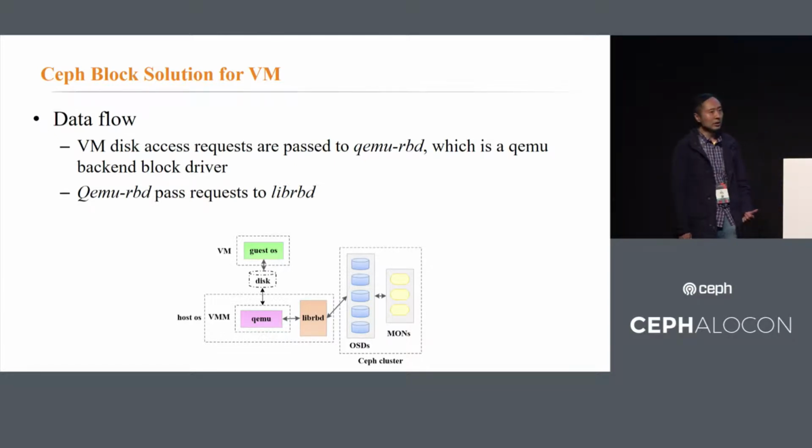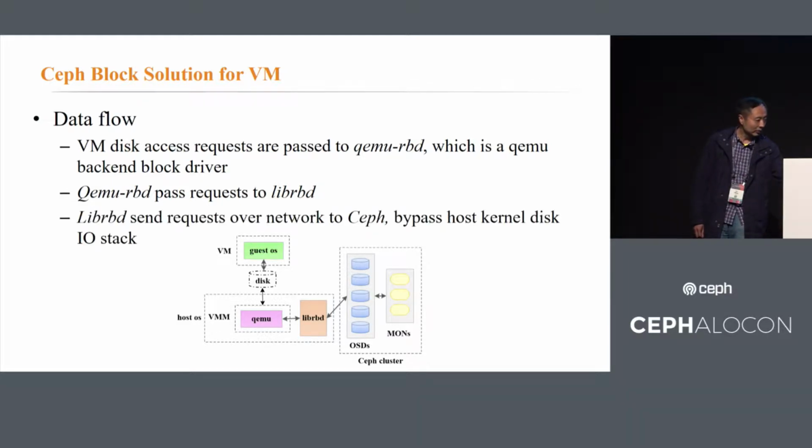So librbd just sits between qemu and Ceph, and it simply relays the request and the response between qemu and Ceph. librbd sends the request over the network to Ceph, bypassing the host kernel disk I/O stack, as the picture shows.